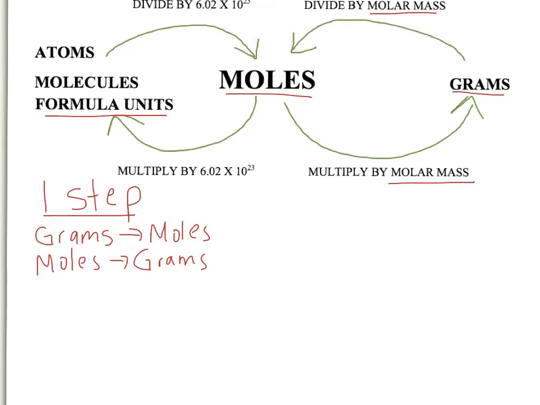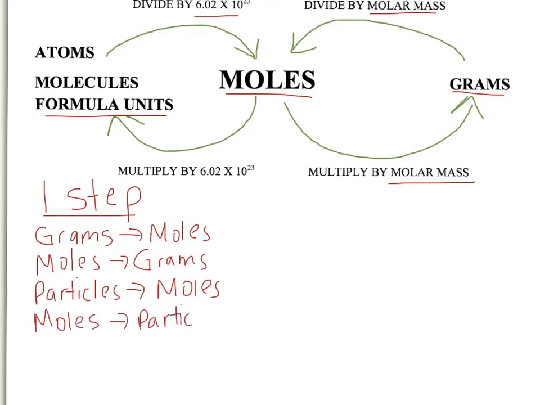Other problems you've done, you have started out with particles, either atoms, molecules, or formula units, and you've converted it to moles using Avogadro's number. In that situation, you would have had to divide. Or on the other side of that, you start out with moles and converted it to particles, again using Avogadro's number, but in that situation, you would need to multiply. So those are all the one-step conversions you've done. So that's 4 different types of problems that you had to learn how to do.